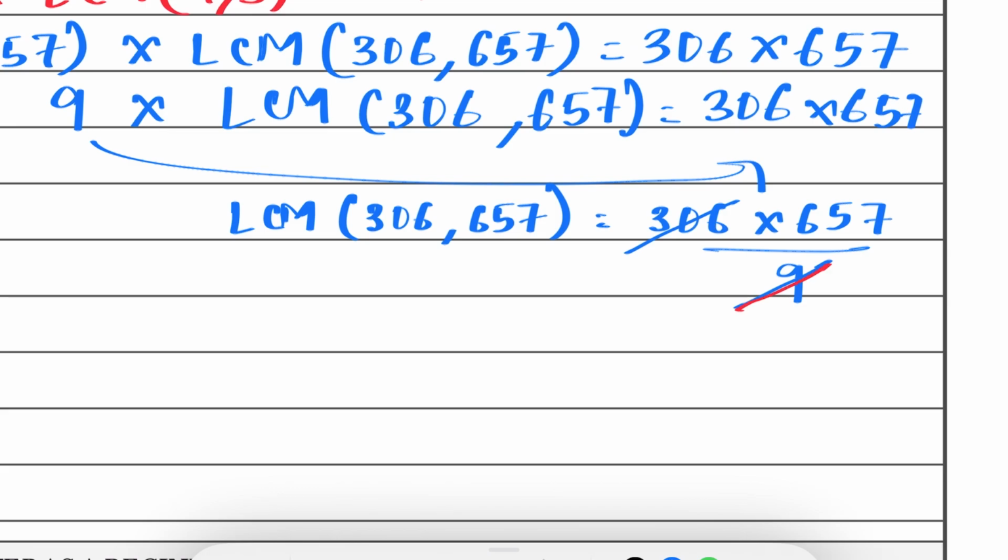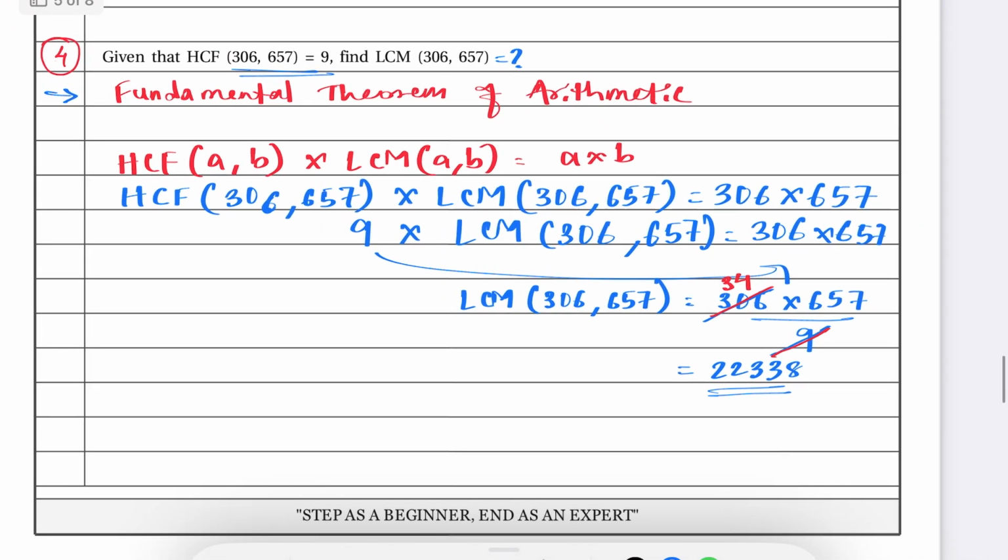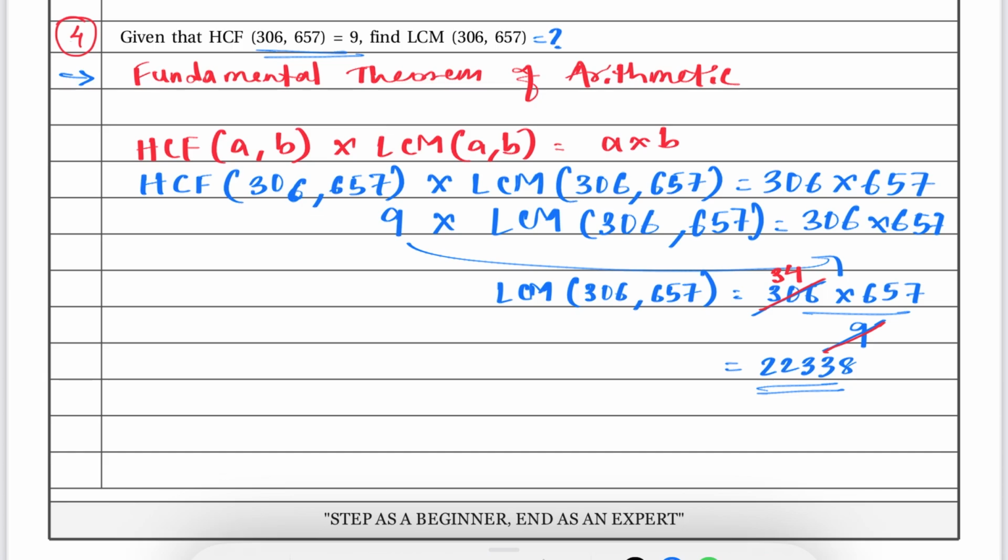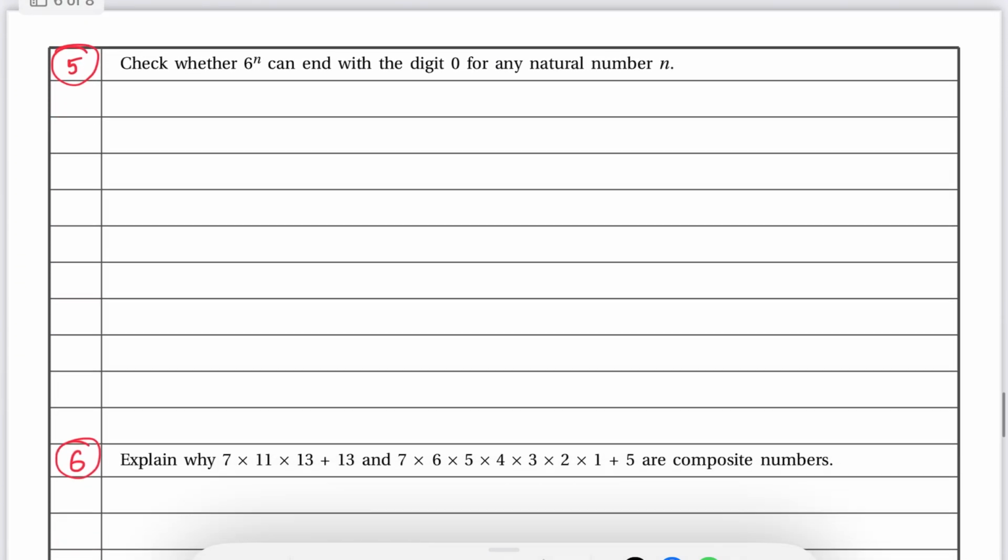So what we have? Just do it. 306 divided by 9, we have what? 34. So our answer is 34 into 657. Just multiply and write the answer. So we have 22338. So you got your answer. Okay, now we go for next question.